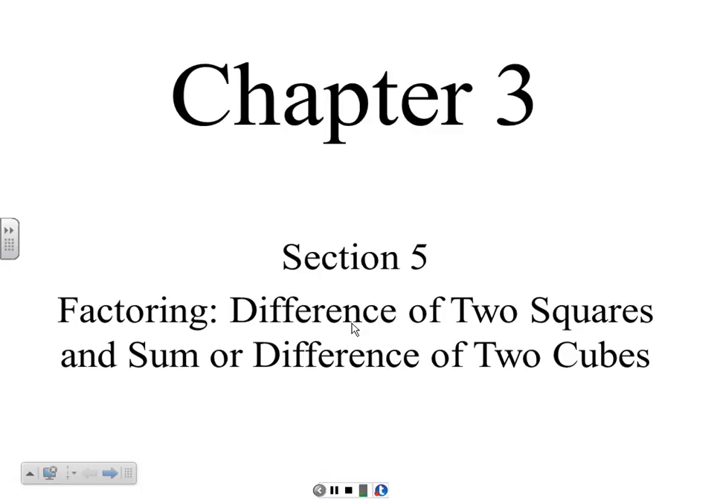Chapter 3, Section 5, Factoring difference of two squares and sum or difference of two cubes. So these are going to be your patterns.